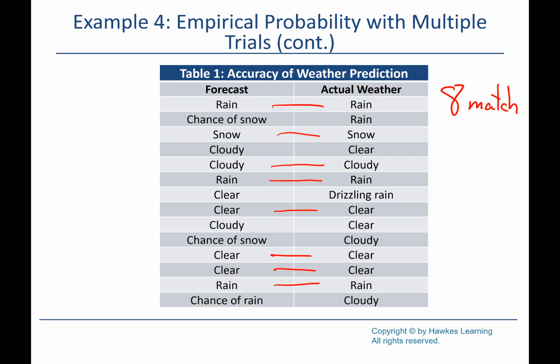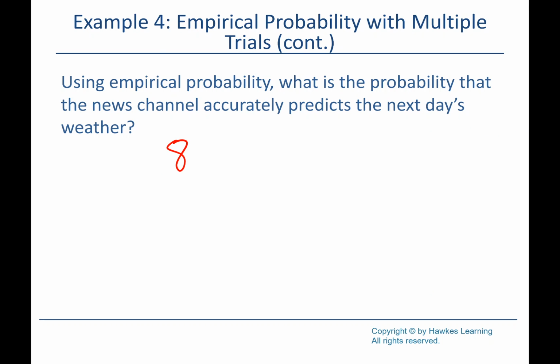Out of how many we got total? 14. So our probability here, 8 out of 14. That's 4 out of 7. As a decimal, you can just do 8 divided by 14, it'll be fine. That's about 0.571. I'm rounding to 3 decimal places there.